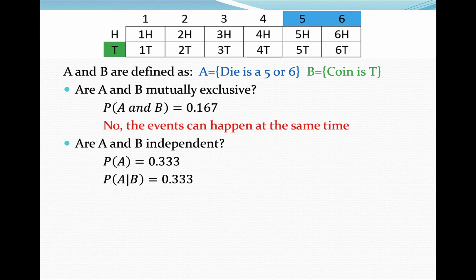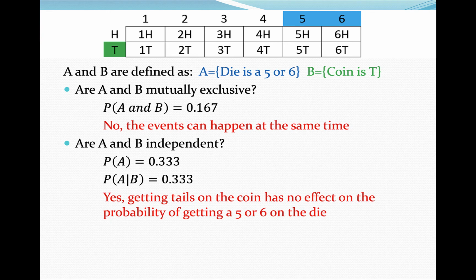But in terms of independence, all you have to do is compare these two probabilities. If they are equal, then they are independent. If they are not equal, then they are dependent. So here, yes, getting tails on the coin has no effect on the probability of getting a 5 or a 6 on the die. These are independent. And in this case, you can really just think about it.